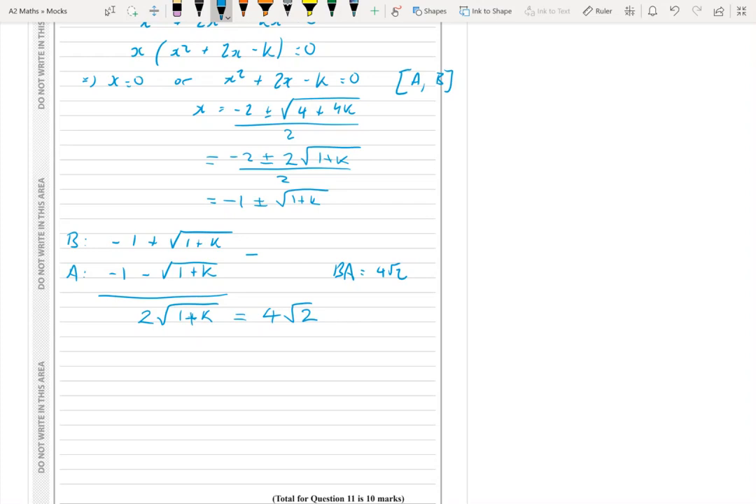We're nearly there. We just need to solve this to find k. So let's cancel a factor of 2 on both sides. So root 1 plus k equals 2 root 2. I'm trying to avoid squaring. Maybe even 2 root 2 is the same as root 8. So 1 plus k is 8. k must be 7. A lot of effort to get there, but we've done it.